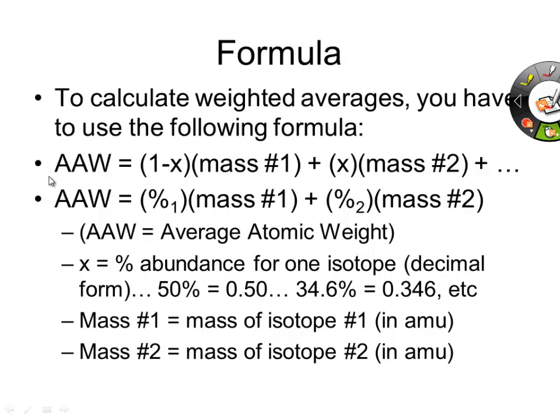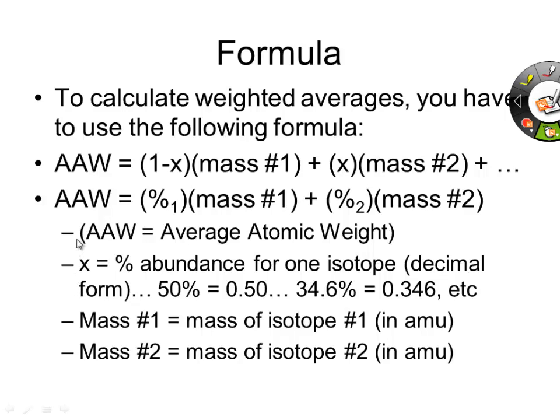If we do not know the percentages, then we use this first equation. The average atomic weight is equal to (1 minus x) times the mass of the first isotope plus x times the mass of the second isotope. If we want to just calculate the average atomic weight and we are given the percentages, then we use the second one, where we have the percentage of the first times its mass plus the percentage of the second times its mass, and so on.